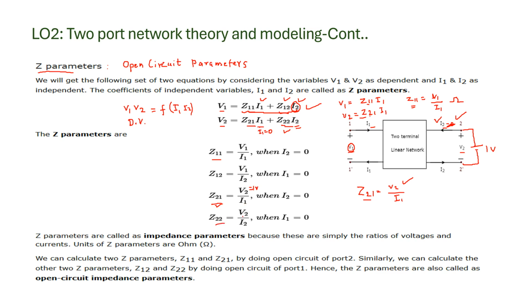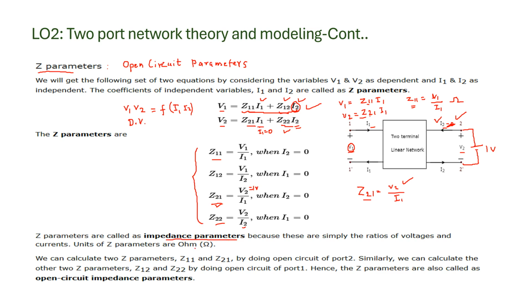The Z22 parameter can also be found out. V2 we have set to 1 volt and we have connected an ammeter to measure I2. So V2 by I2 will give you the Z22 parameter. So these equations, whatever are given, can be used as a practical way of finding the Z parameters of the given network. The Z parameters are also called impedance parameters.